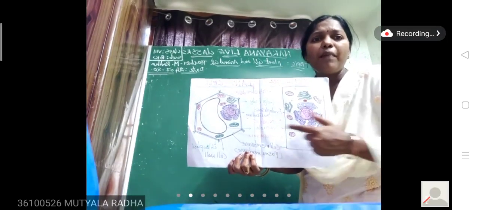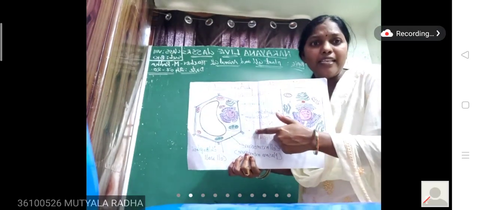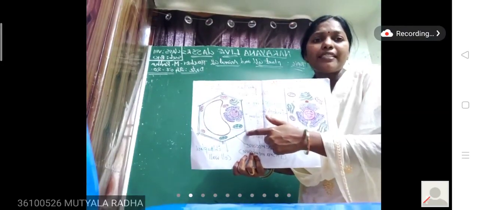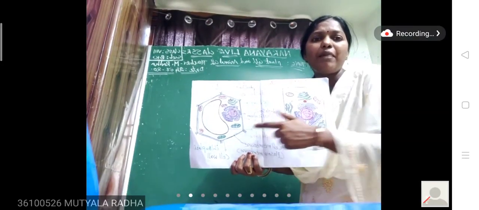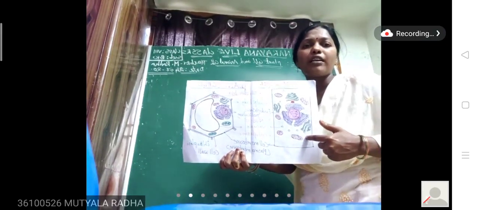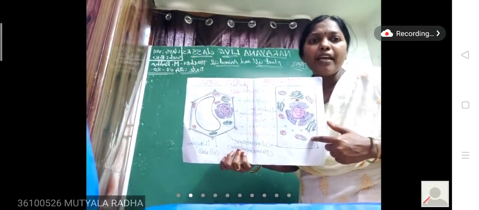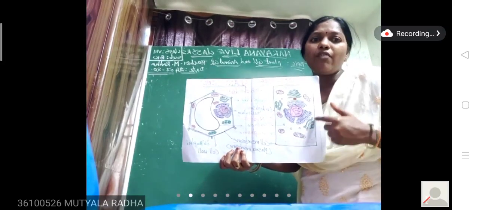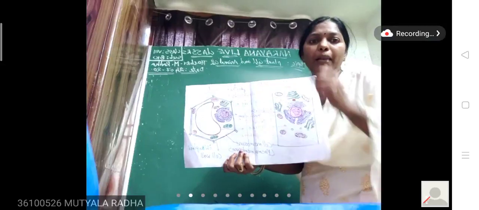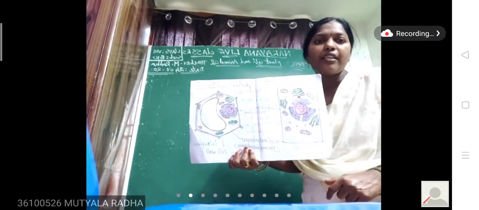Differences: the plant contains an extra membrane called the cell wall. So the cell membrane is covered by a membrane called the cell wall. But in the animal cell, the cell membrane is not covered by an extra membrane, that is the cell wall. So the cell wall is absent in the animal cell. The cell wall is present in the plant cell. That is the difference between them.